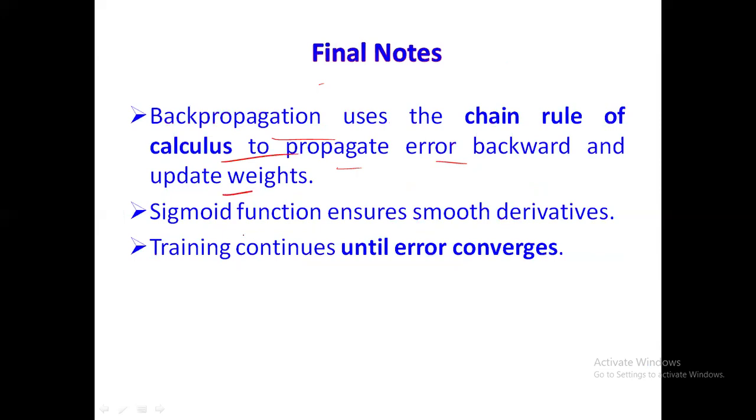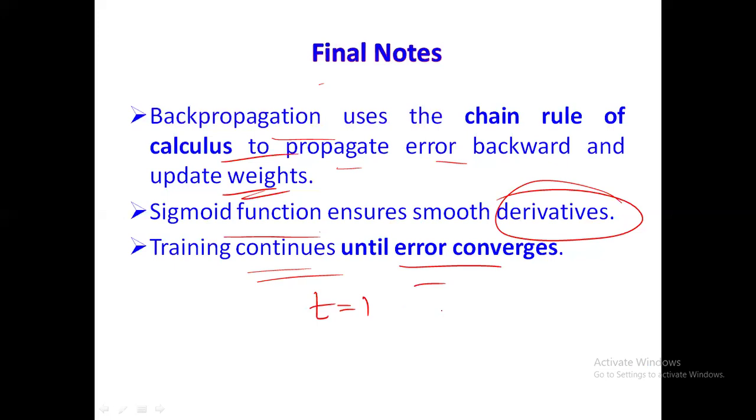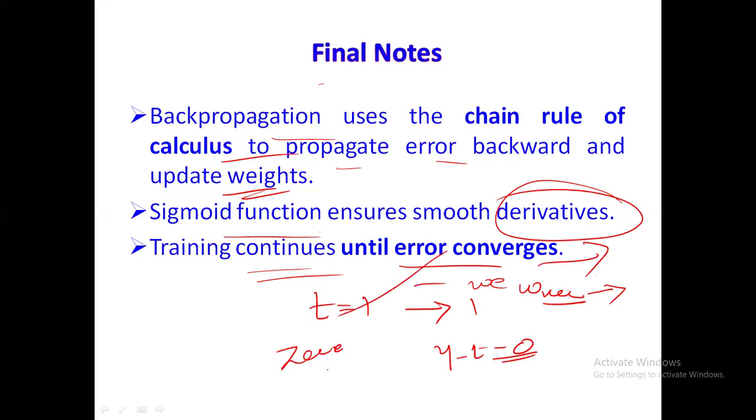So finally coming to the conclusion, backpropagation uses the chain rule of calculus to propagate error backward and update weights. And the sigmoidal activation function ensures smooth derivatives, and the training continues until the error becomes zero. Targeted output is 1 means my output also, after finding out all the new weight values, and again if I am applying the patterns, I should get output equal to 1, and if I am subtracting y minus t, it is zero. This we call convergence, in the sense of zero error.